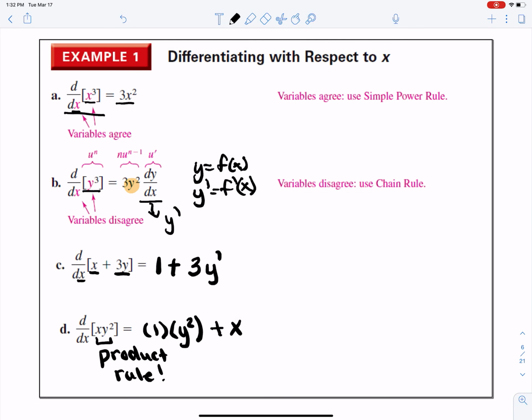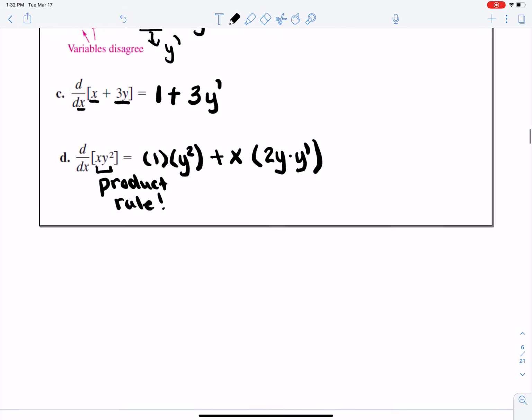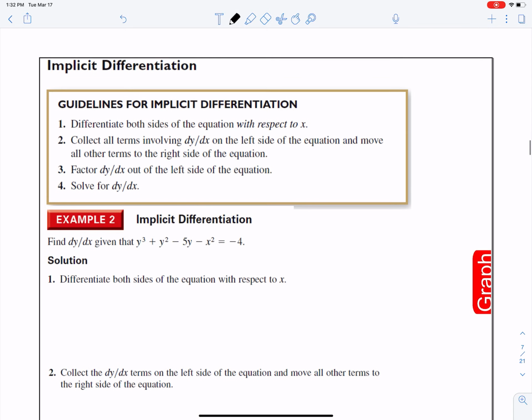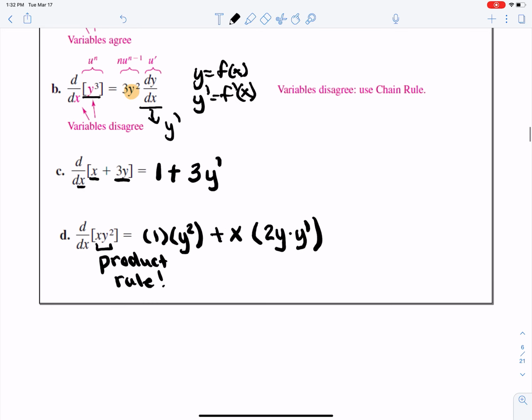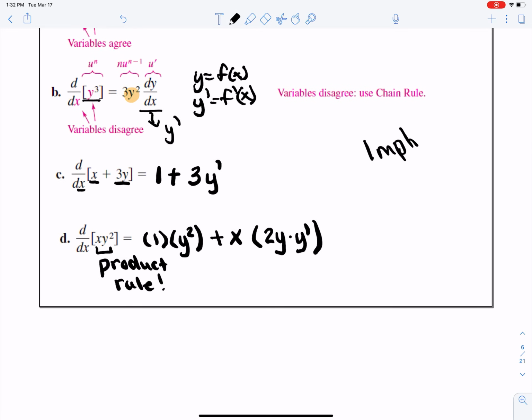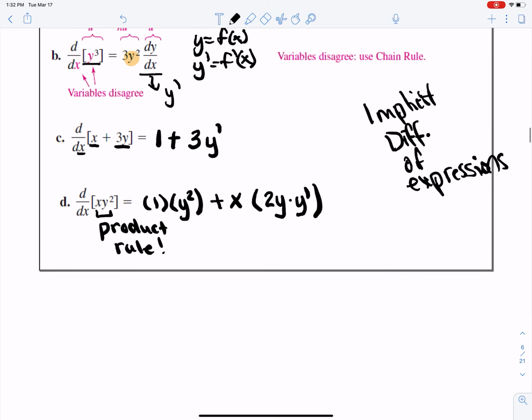And then we leave the first function the same. The derivative of the second function is 2y, but because I'm differentiating a y term, I need a y prime. So that's how we're going to differentiate with respect to x with implicit differentiation. Okay? So when we're doing it and we have an expression, these are implicit differentiation of expressions. But now what happens if we have implicit differentiation with an equation?